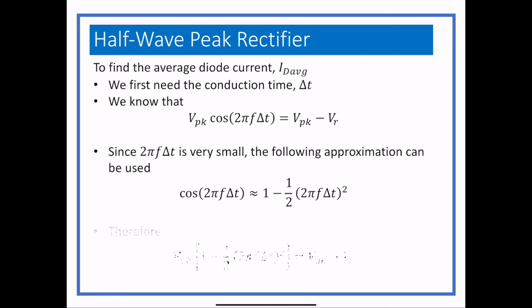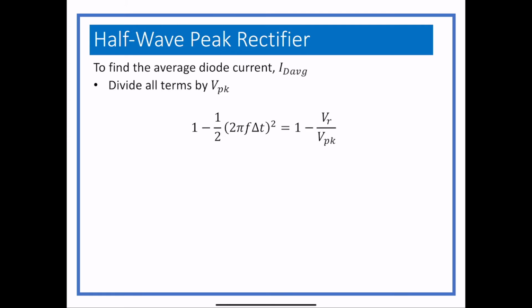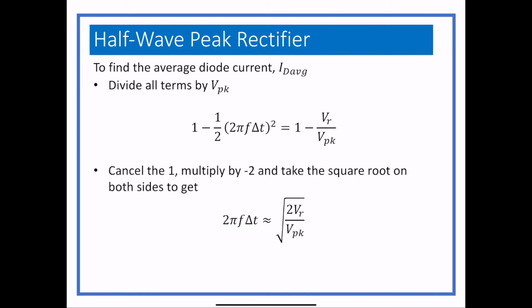Therefore, V peak times that value 1 minus 1/2 (2 pi f delta t) squared is equal to V peak minus VR. And you can kind of see that we're going somewhere with all this. We can divide everything by V peak to get rid of that. Then we can take away the 1, the minus, and multiply by 2, and then take the square root on both sides, and we get 2 pi f delta t is approximately equal to the square root of 2 VR over V peak.